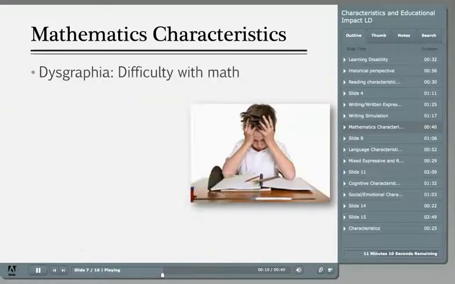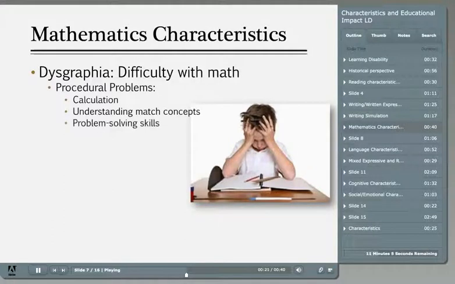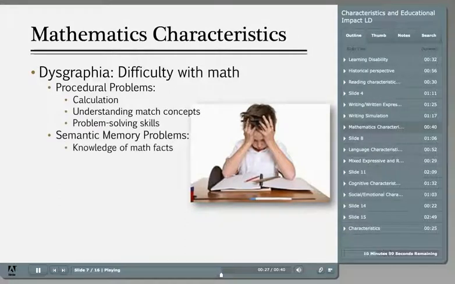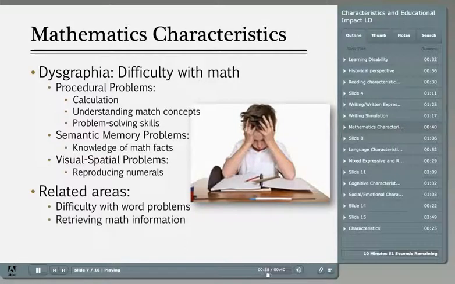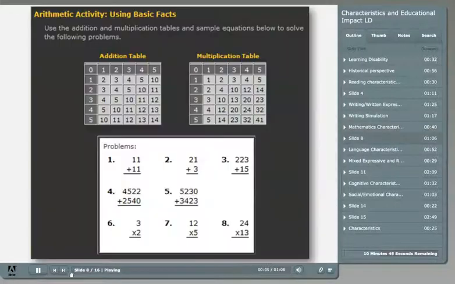Characteristics can be broken down into 3 areas: procedural problems such as calculation or understanding math concepts, semantic memory problems such as knowledge of math facts, and visual spatial problems such as reproducing numerals. Other related areas of difficulty may include difficulty with word problems and retrieving math information.